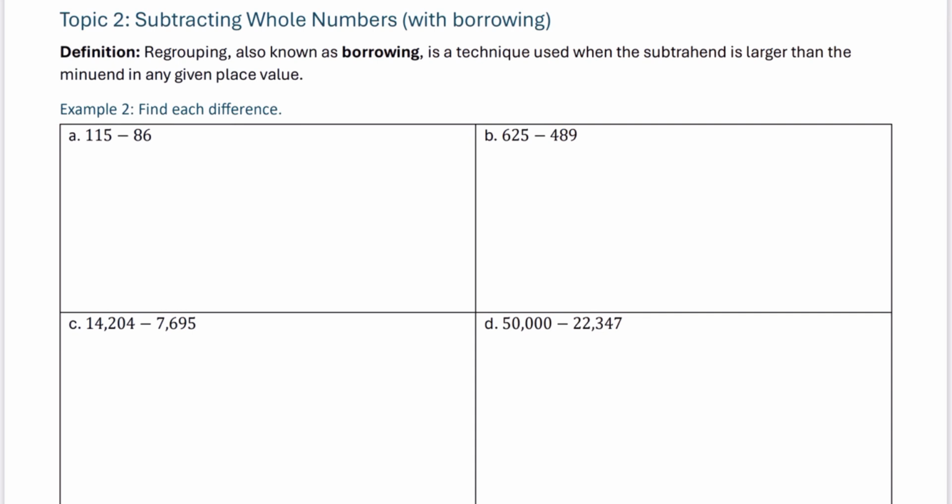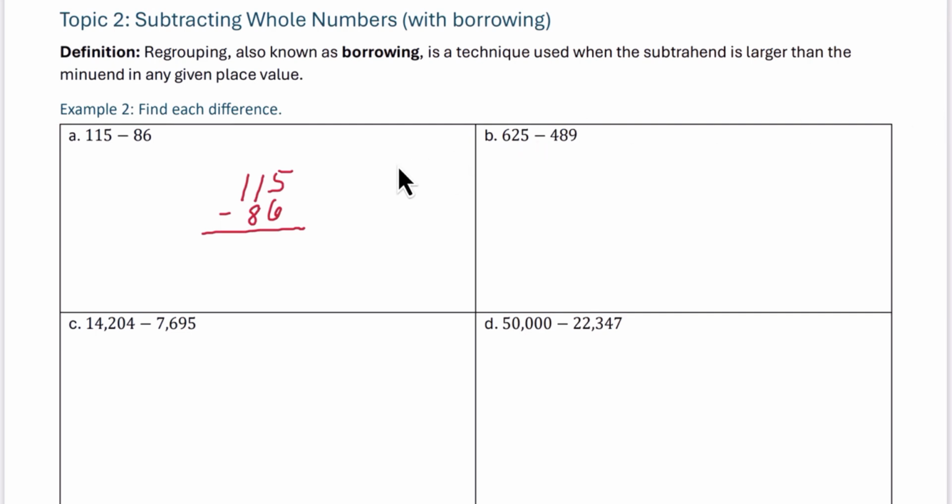In this video, we'll look at subtracting again by hand, but this time we need to use a technique known as borrowing. The definition of regrouping or borrowing is a technique used when the subtrahend is larger than the minuend in any given place value. We'll start as usual. We'll write down the first number, 115, and subtract 86, again aligning flush on the right.